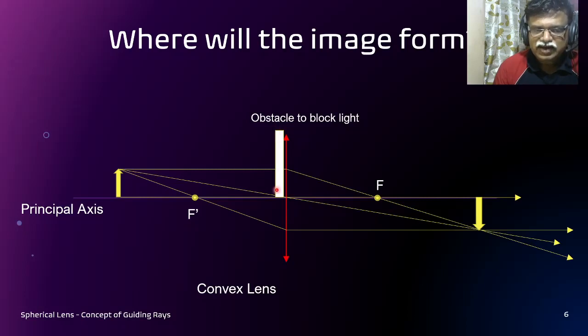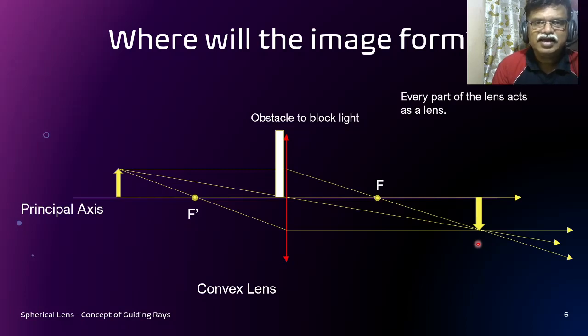So even if the obstacle is over there, we can always say the guiding rays are always going to help us decide where the image is going to form. Whether the actual ray coming from the object will go along the guiding ray or not is immaterial. These guiding rays are only helping us to decide where the image will be forming. The rays which are incident on some part of the lens are ultimately going to form an image at this point only. So every part of the lens acts as a lens is an important point here.